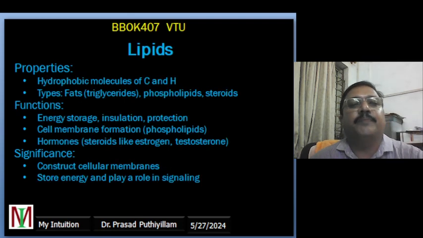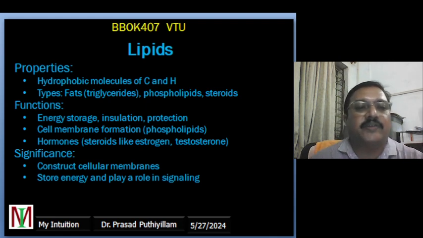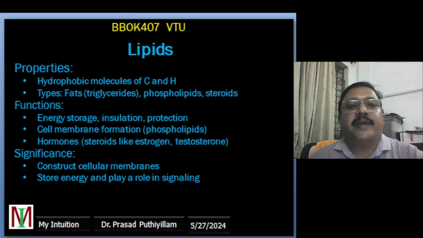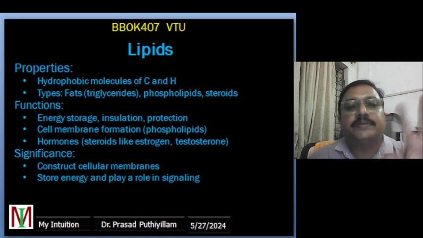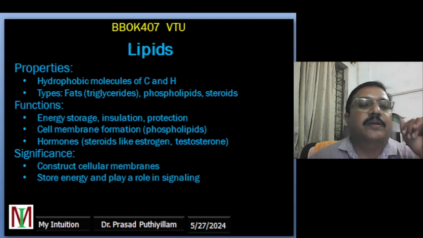Now let us move on to lipids. The properties of lipids: lipids are hydrophobic molecules composed of mainly carbon and hydrogen. They include triglycerides, which are the fats, phospholipids, and steroids. Lipids are not polymers but are formed by assembly of similar molecules, not like proteins. Proteins are amino acid polymers. Lipids are not polymers but similar to that, not that much lengthier in size.